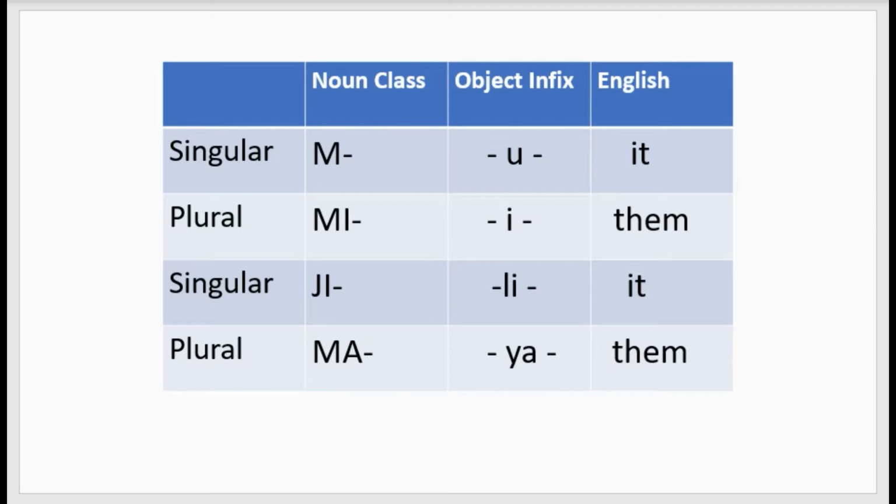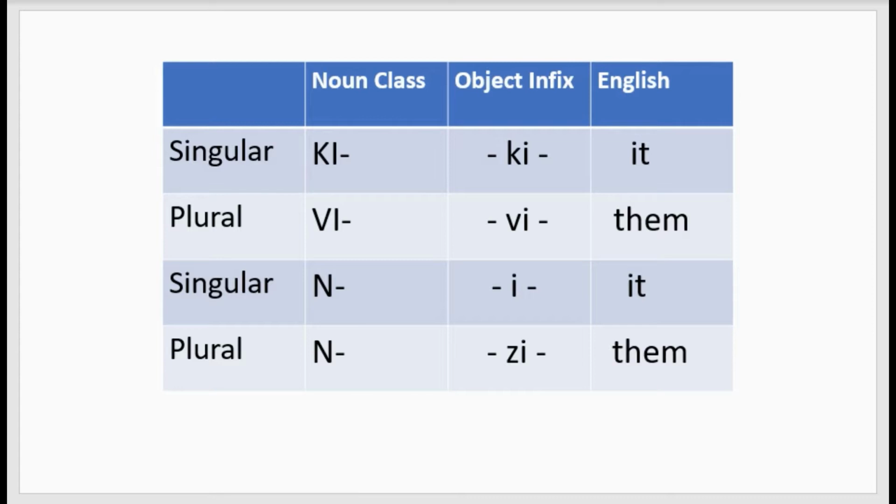Now looking at another class, singular m, we use the object infix u, which means it. Plural mi, we use the object infix i, which means them. And for the singular noun class li, we use the object infix li, which means it. And for the plural noun class ma, we use ya, which means them.